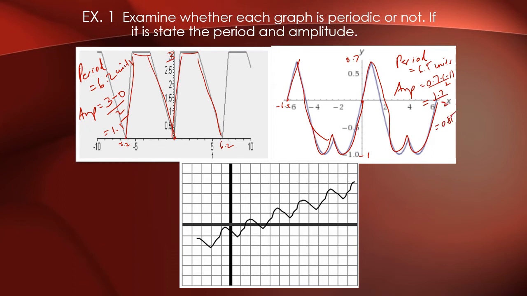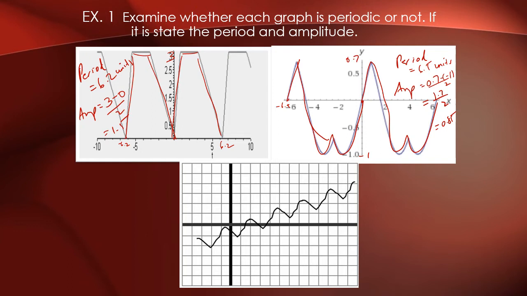One thing you might want to add to your notes: amplitude can never be negative. Amplitude is a distance value, and you can never have a negative distance. So you might want to add that to your notes. Under amplitude, can never be negative, is always positive.